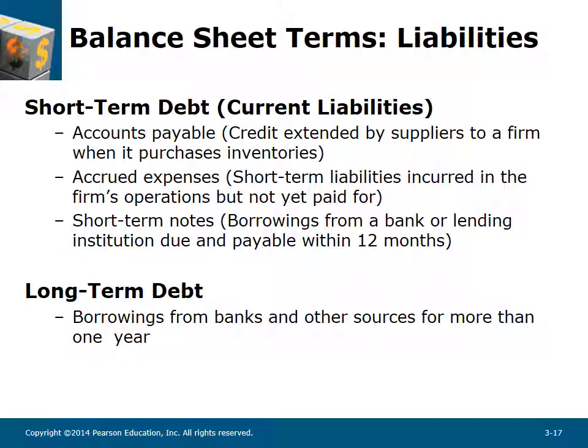Short-term notes are borrowings from a bank that they'll have to pay in 12 months. Long-term debt is borrowing from banks and other sources for more than 1 year. So it's the amounts they owe beyond the coming year.